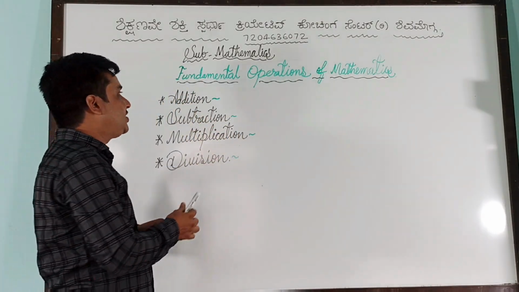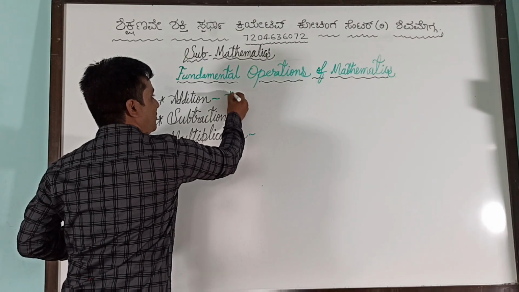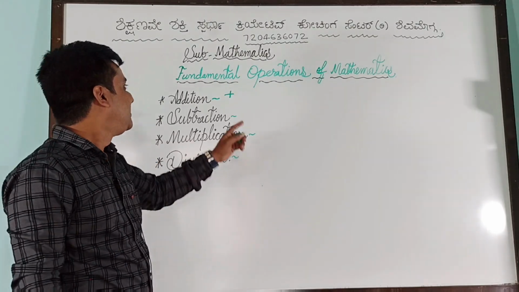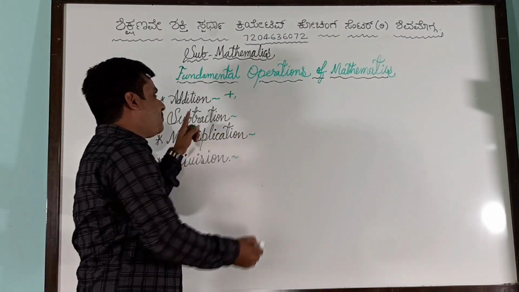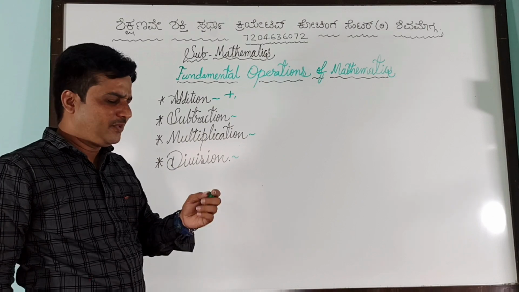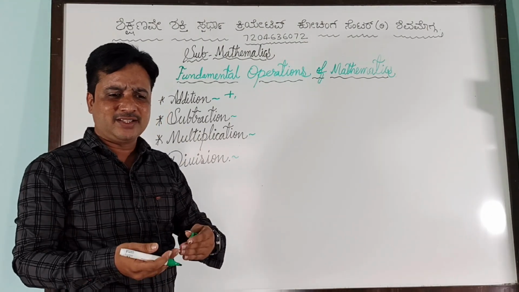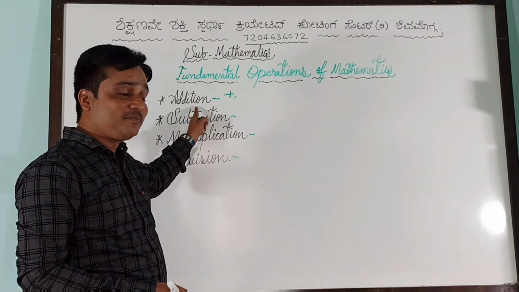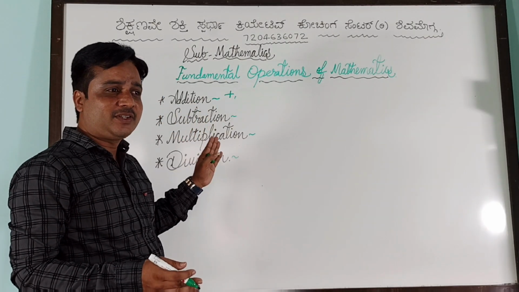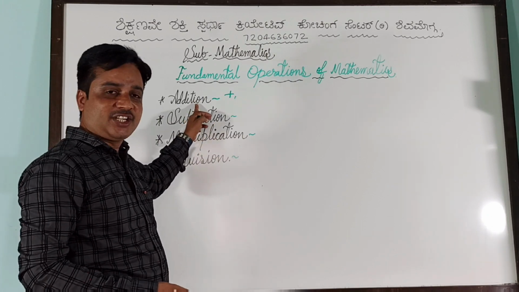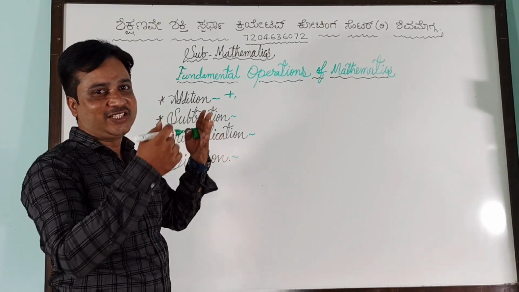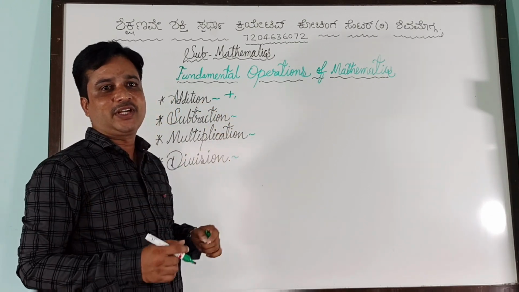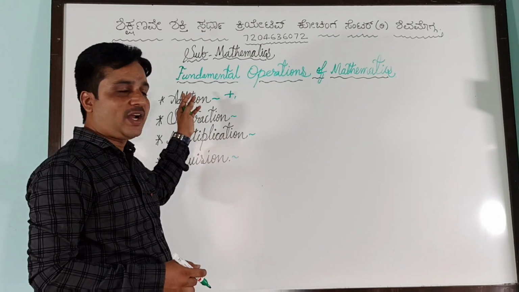The symbol of addition is what? Plus. The symbol of addition is plus. Okay, students, now let's see some properties of addition. If you want to learn anything, we want to learn it from its base, so I am telling you all from addition. We already learnt what addition means, to join together, and that the symbol of addition is plus. Now let's see some properties of addition.